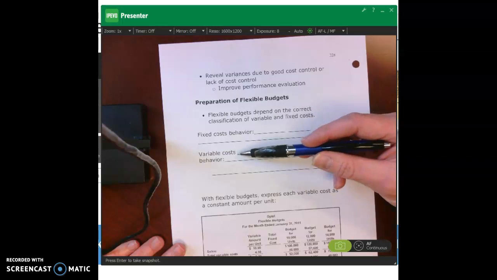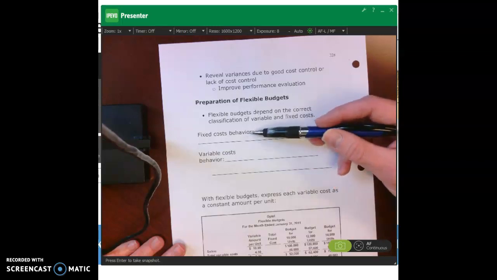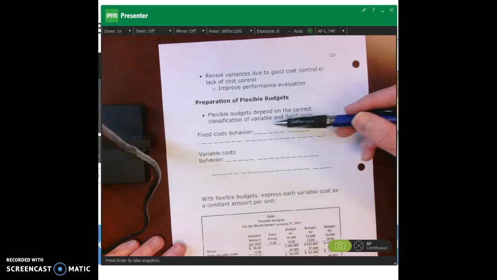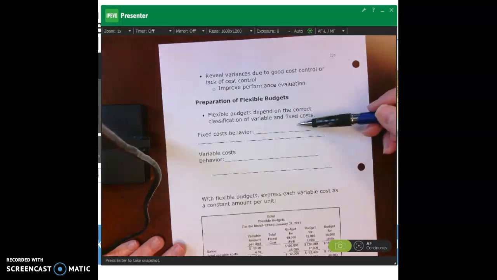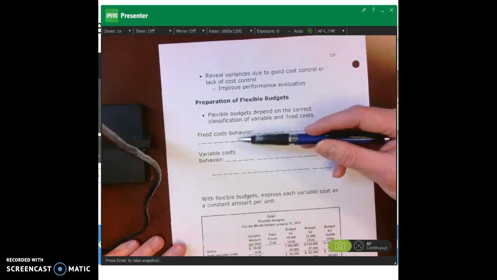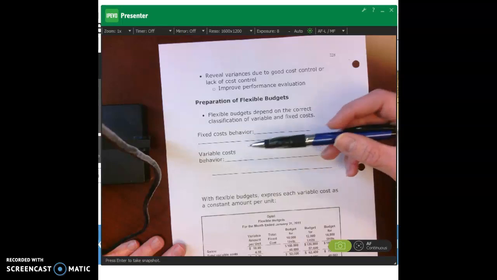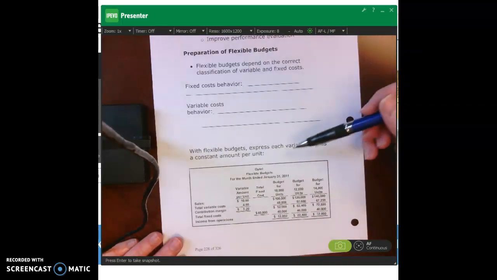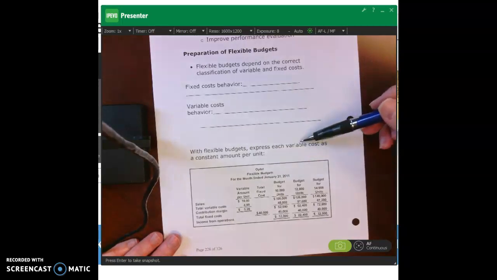Okay? So we know about fixed cost behavior. We know about variable cost behavior. Let me just talk about these again really fast. I'm not going to complete this here because we should know this by now. But remember, fixed costs stay constant in total. They decrease per unit as activity increases. Variable costs, on the other hand, stay constant per unit, and they increase or decrease in total with the level of activity.